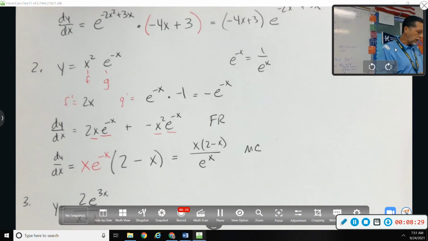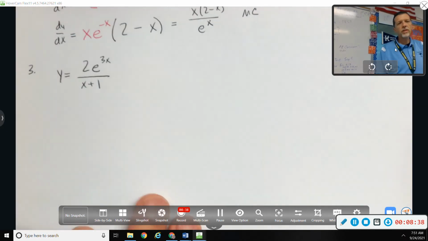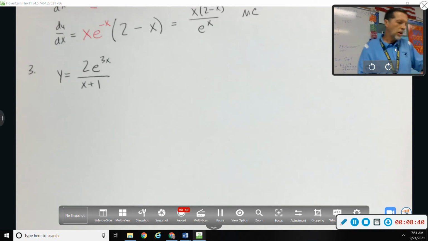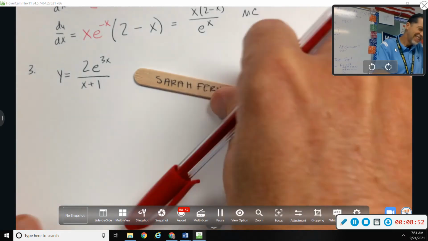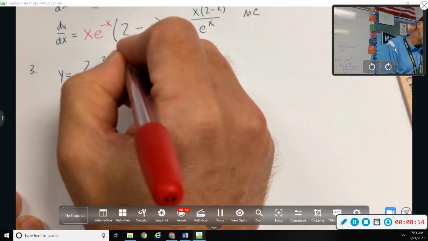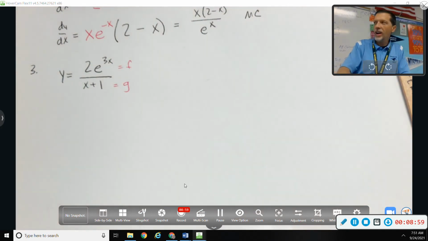Number 3, 2 e to the 3x over x plus 1. See it? What rule? Let's pick on everybody today if we can. Sarah, what rule are we thinking about when we see that? I bet you would have done the quotient rule. So I'm going to press pause and let you try that one, because I bet you would be just fine for that.